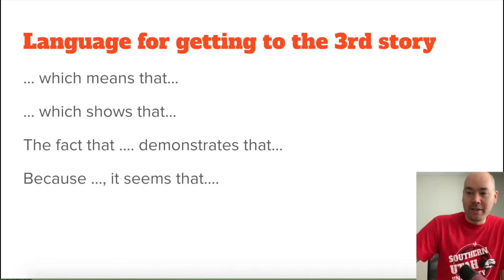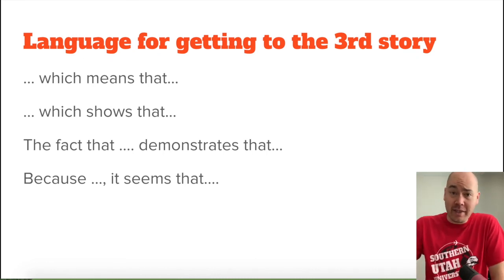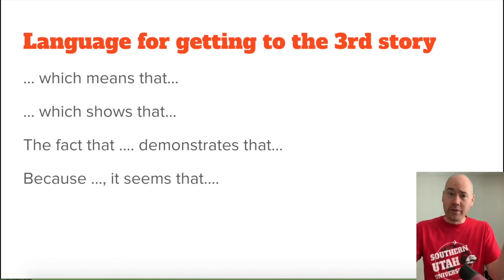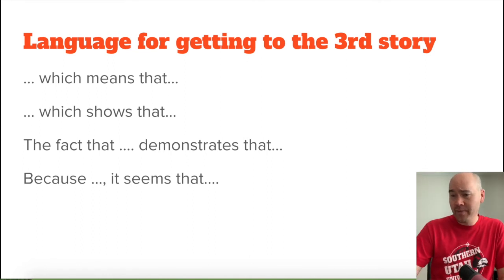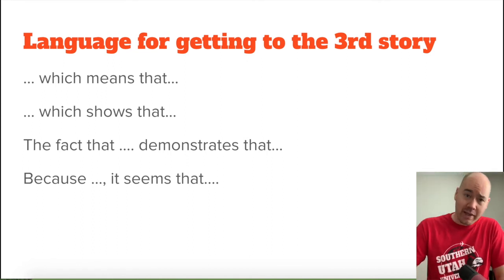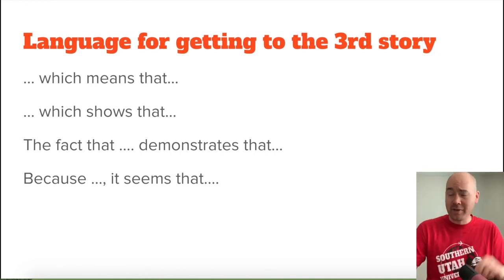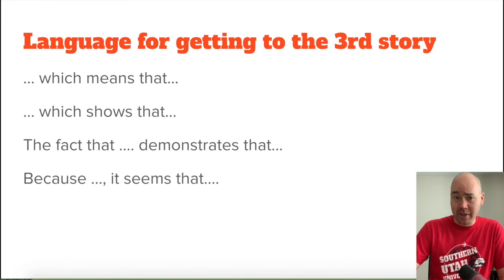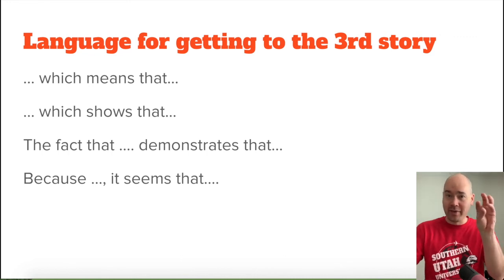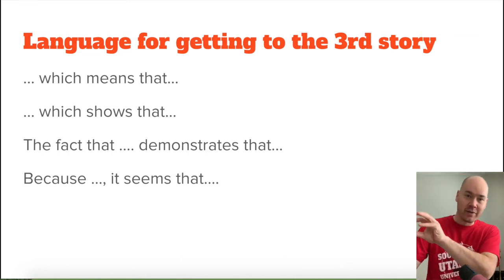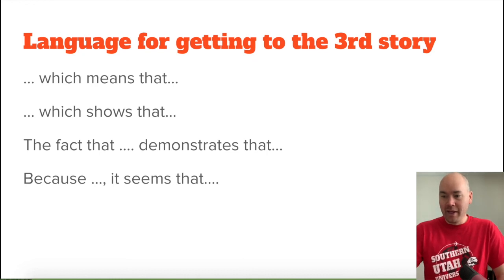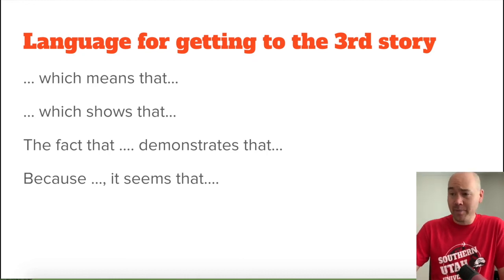Okay, so this is just some language that you can use for getting to the third story. If you have written a two-story thesis and you want to add a third story to it, you can just add this to your two-story thesis, which means that, which shows that, just add this at the end and then finish the sentence. The fact that blah, blah, blah demonstrates that blah, blah, blah. The two-story thesis will go in the first blank and the third story will go in the second blank. And the same for the last example, okay?